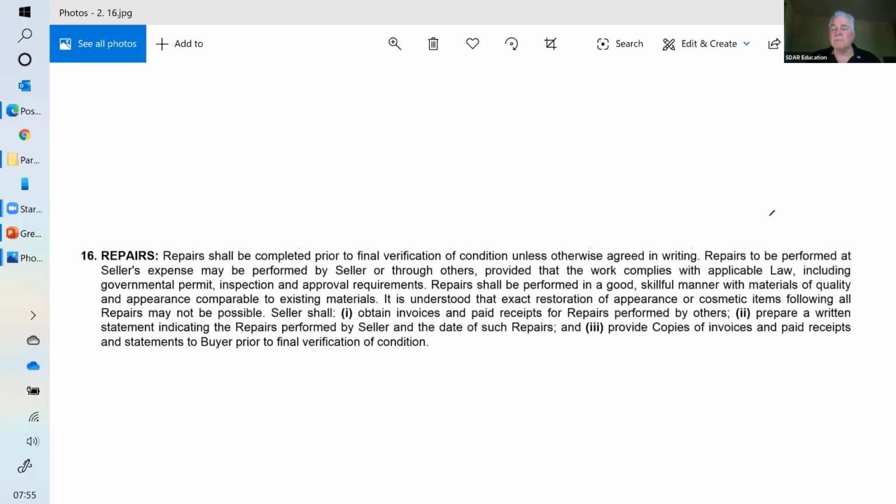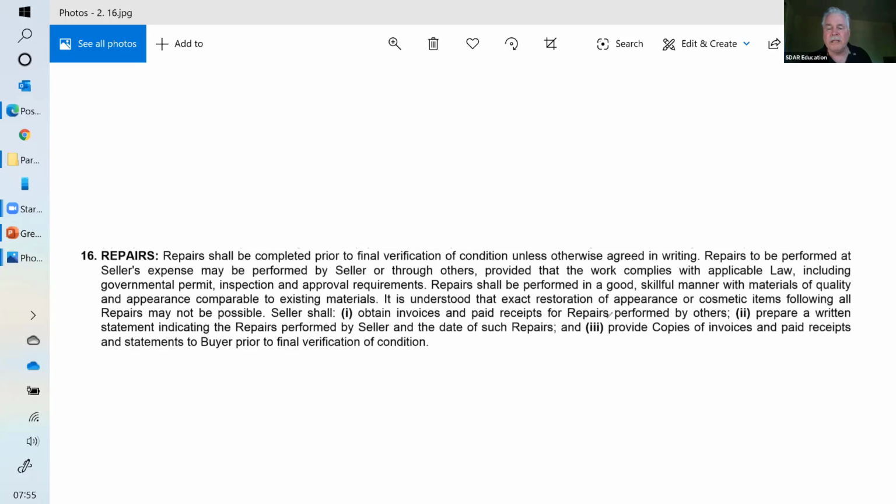One of the issues that comes up later on is that the seller hires people to do work in the property, and then we have that form that nobody seems to use called a notice of non-responsibility. The contractor comes back and files mechanics liens on the property because the seller didn't pay them, things like that. So those create other challenges for us, and we want to try to avoid those as best that we can. Okay, everybody good with that? So prepare a written statement indicating the repairs performed by the seller and the date of such repairs.